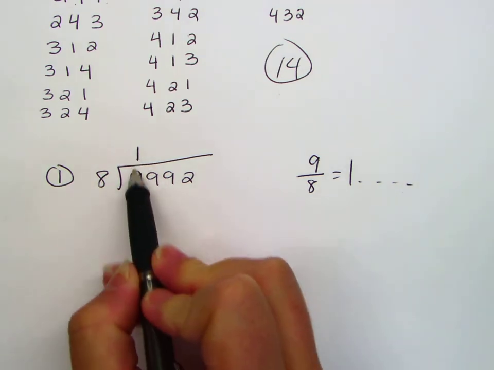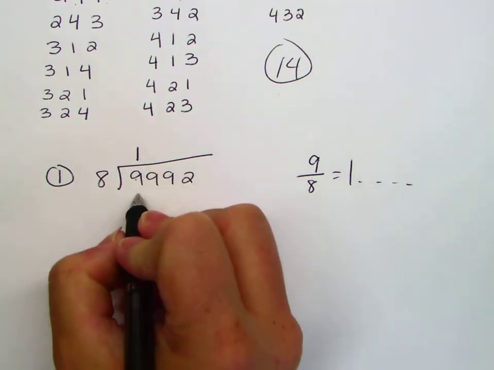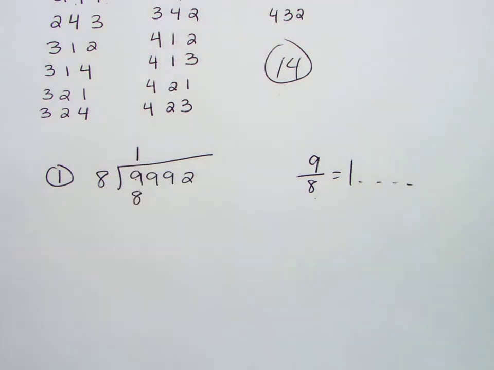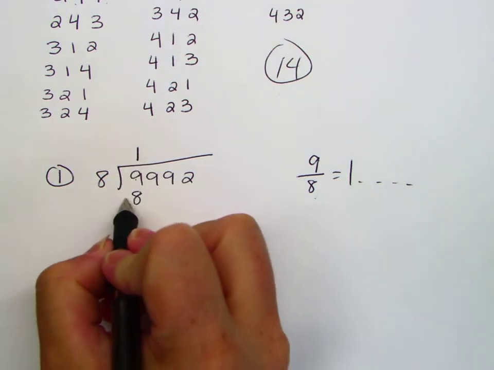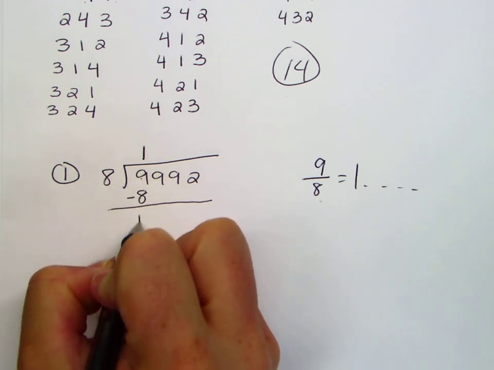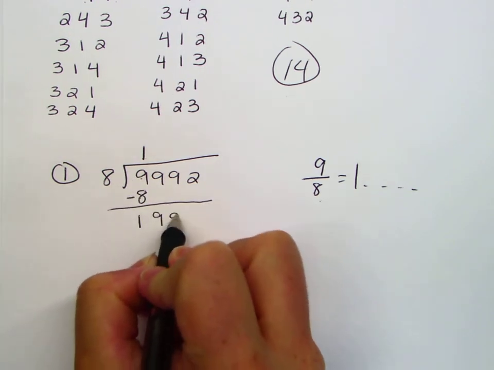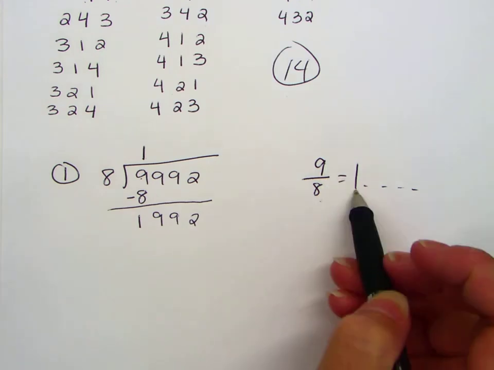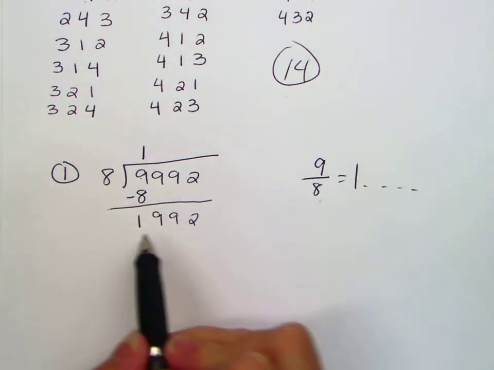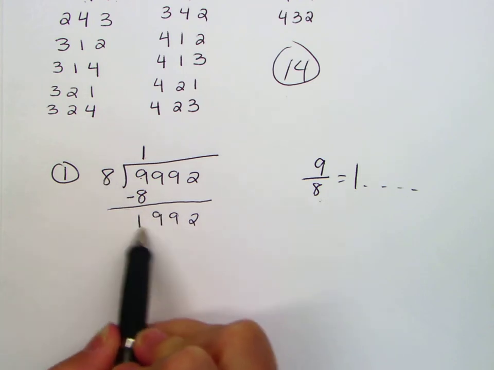So now we multiply, right? 1 times 8 is 8. So first we divide, then we multiply, and then what do we do? We take away. We subtract. 9 minus 8 is 1. Bring everything else down. Right? So we divide, we multiply, we subtract. Okay? Now 8 doesn't go into 1, so 19.